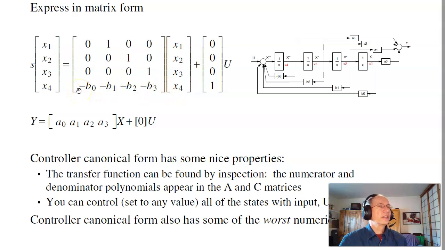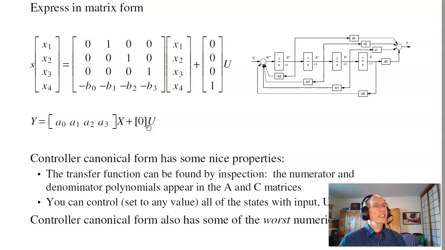The poles, the transfer function, and the denominator show up in this bottom row. The derivative of x4 is minus b3x4 minus b2x3 minus b1x2 minus b0x1. So here are all these terms plus u. The output then is your numerator polynomial times your 4 states: a0 times x1 plus a1 times x2 plus a2 times x3 and so on.